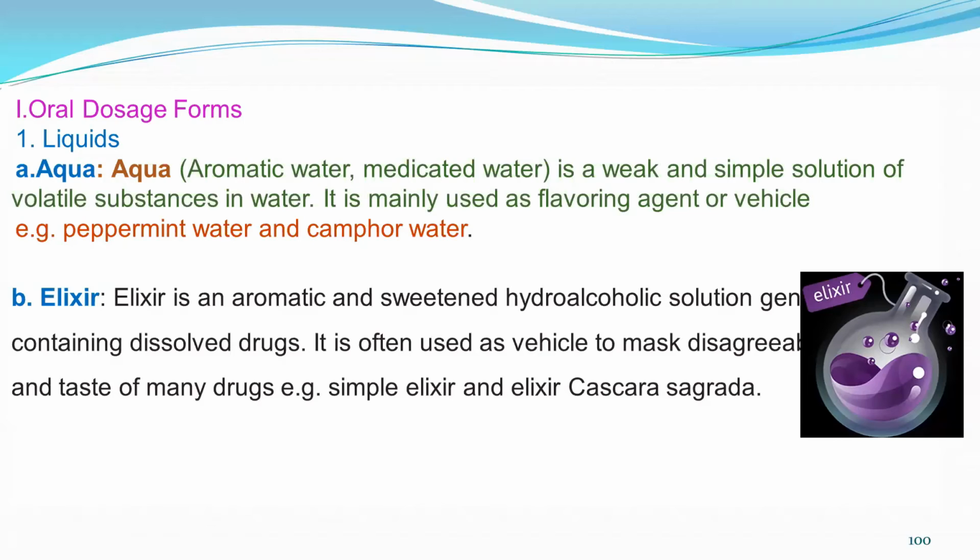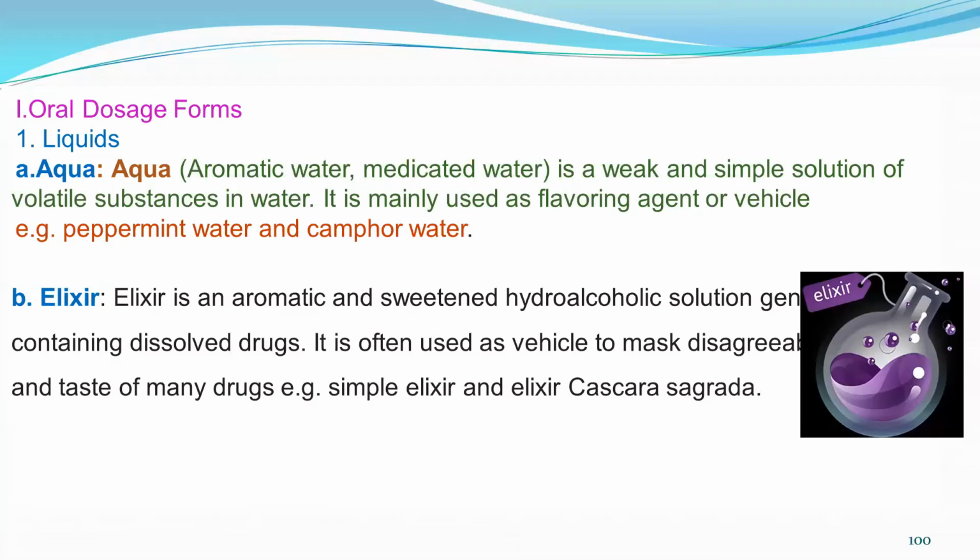Peppermint water. Many of you have tasted peppermint. Also camphor, which is a volatile substance. It is dissolved into water and dispensed. In many temples, it is given in the form of tirtha. Camphor is dissolved and given as aqua. Aqua means aromatic water.